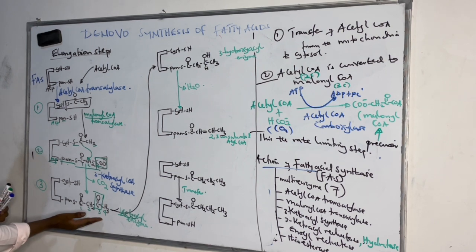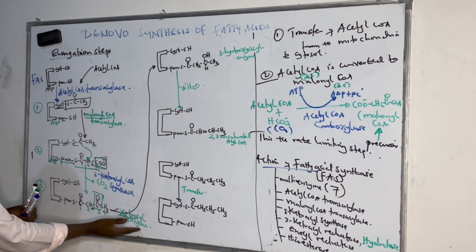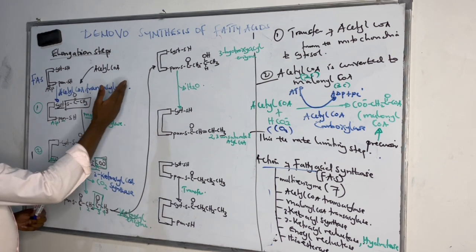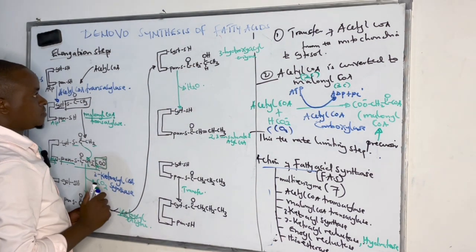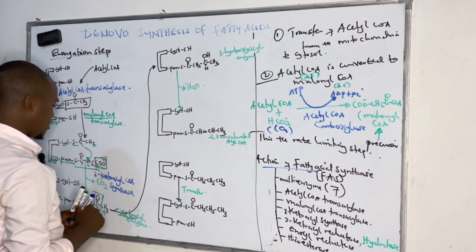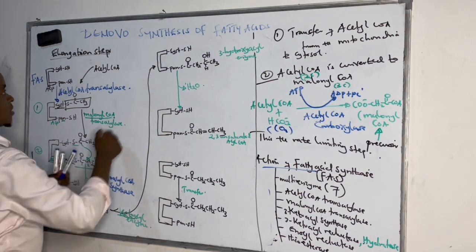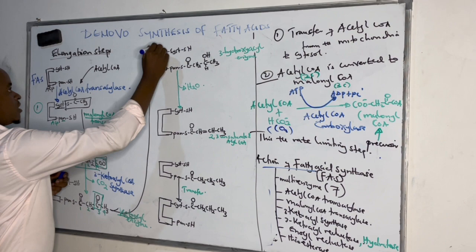After seeing this step, we are going to see the ketoacyl enzyme being reduced. This step we are saying reduction. This step here, it is a reduction step.